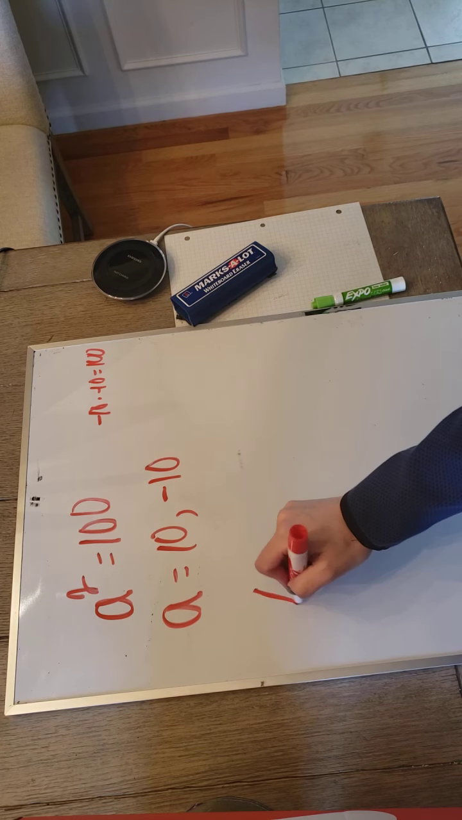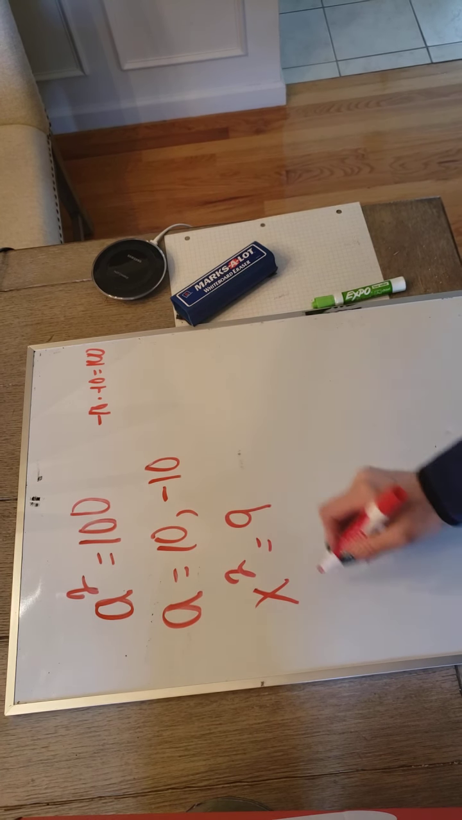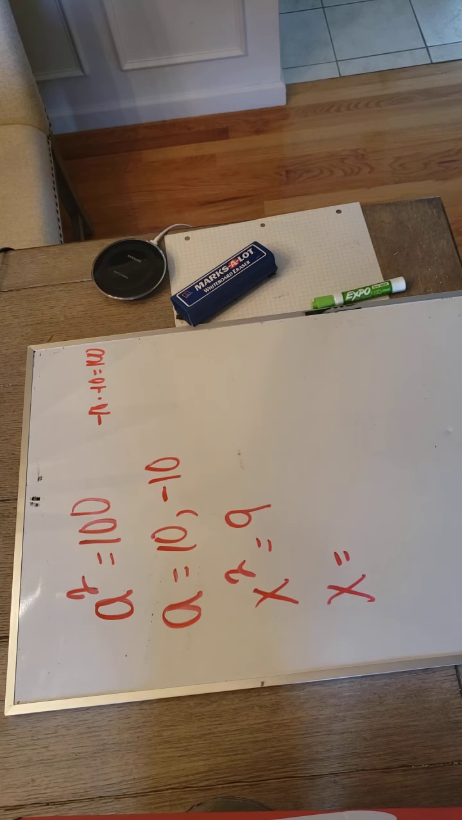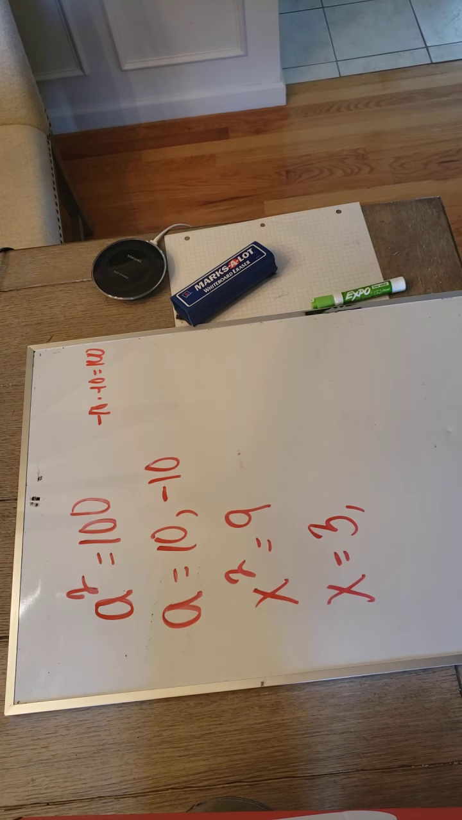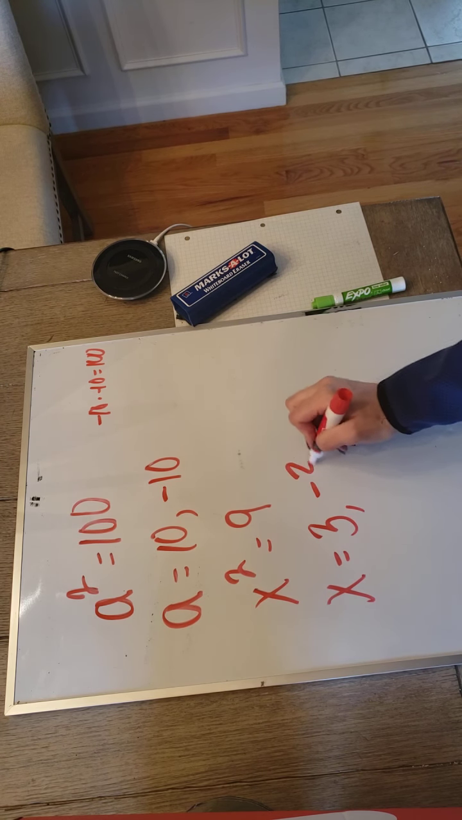So what if I had x squared equals 9? What are the 2 numbers that x could be? Well, hopefully you realize 3 is one of them, but you could also have negative 3.